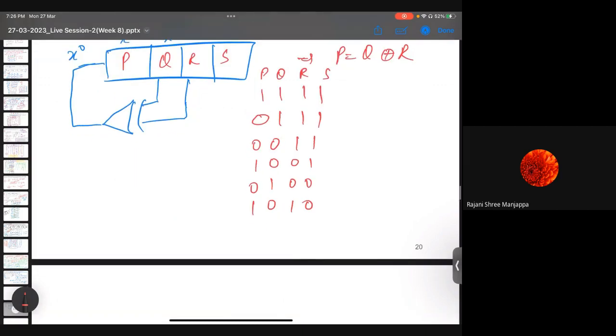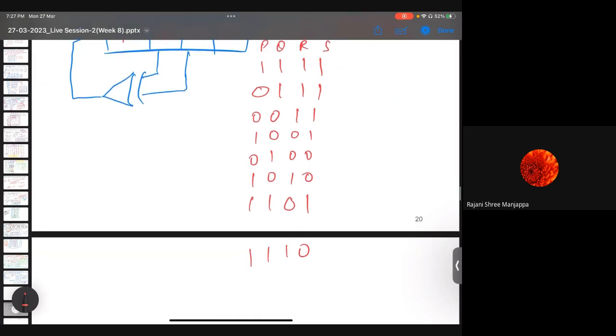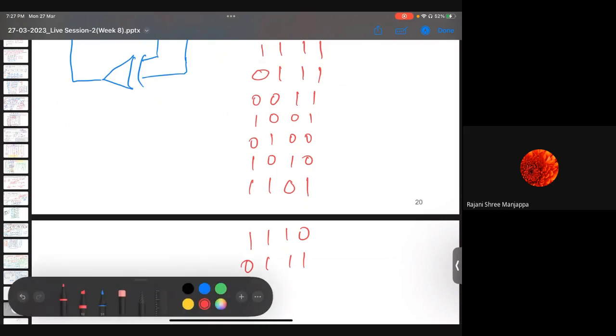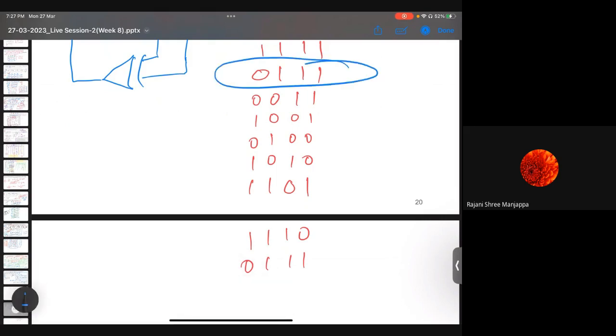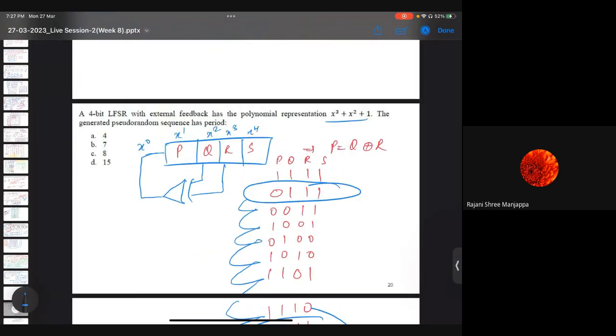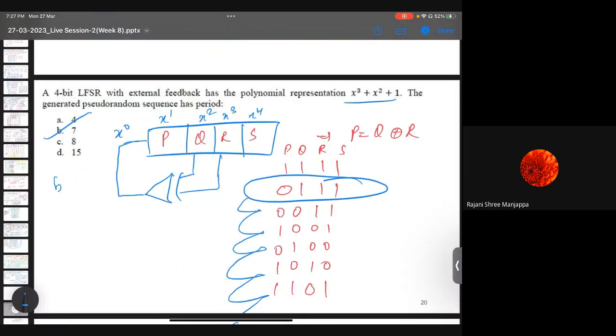1, 0, 1, 0, it will be 1, 0. So this is getting repeated after 1, 2, 3, 4, 5, 6, and then 7. So yes, these are the right answers.